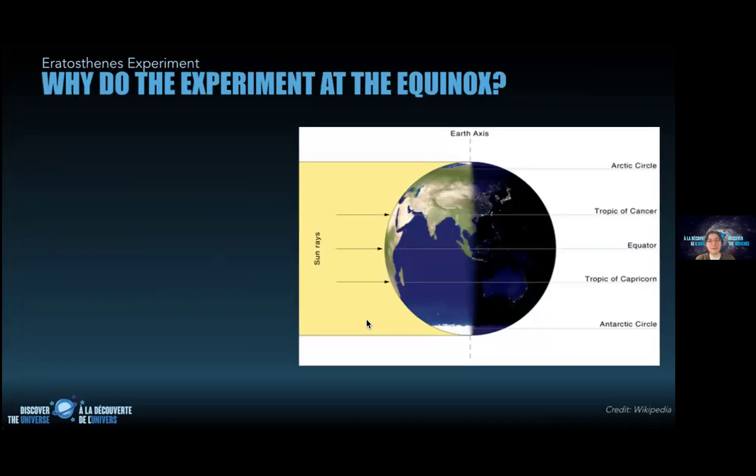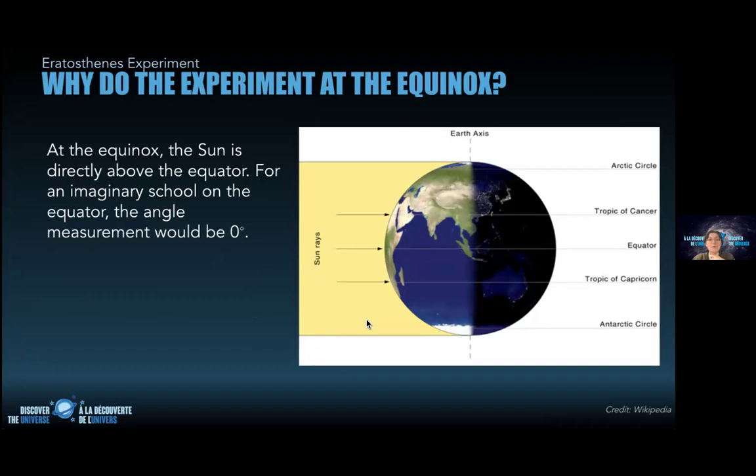Why do we do this experiment on the equinox? Why would we have an imaginary school at the equator? So on the equinox, the sun is directly above the equator at the solar noon. So the sunlight, the rays of the sun, would be directly above any location along the equator. So that imaginary school at the equator would have a measurement of 0. There would be no shadows.